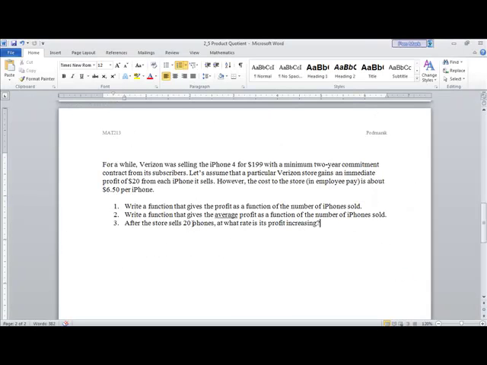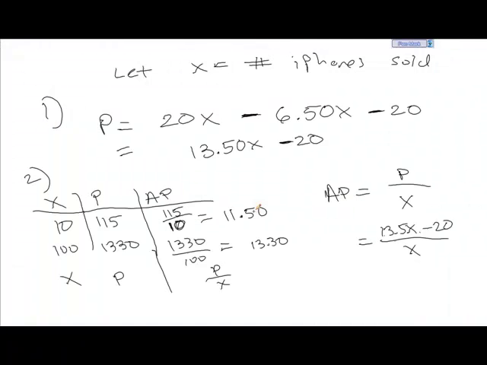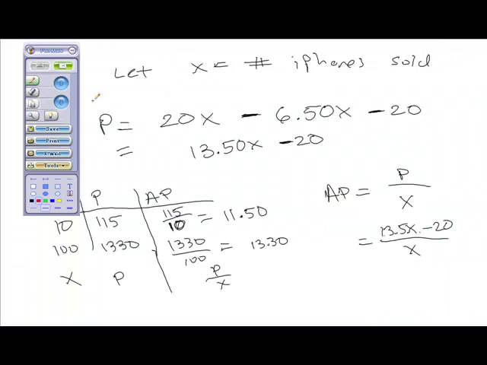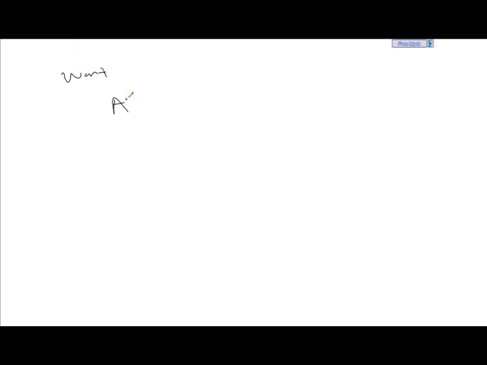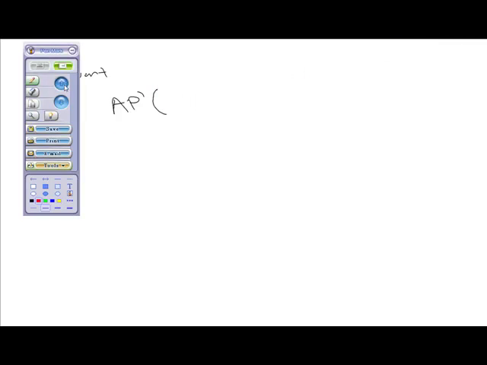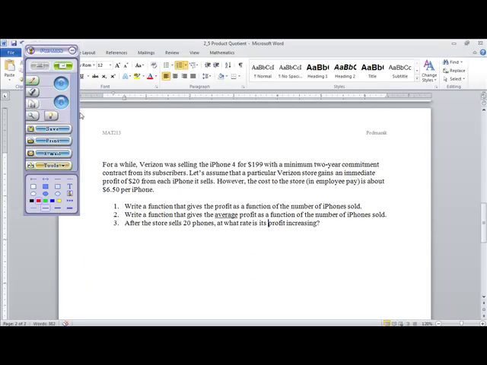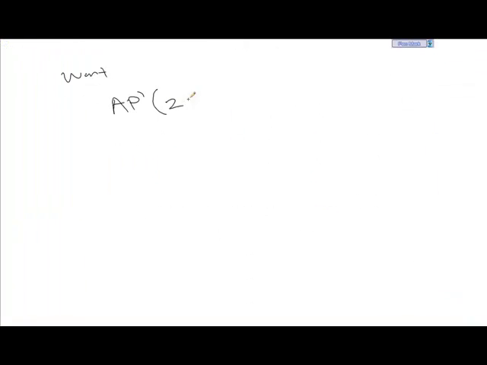And now, finally, we want to know, after the store sells 20 phones, at what rate is its profit increasing? Its average profit increasing, excuse me. Well, we want to find, basically, the prime of the average profit function when x is equal to 20, because we want to know what's happening instantaneously to our average profit after 20 phones have been sold. Is it on the rise? Is it on the drop? What's happening to our average profit if we were to increase the number of phones we're selling by one?